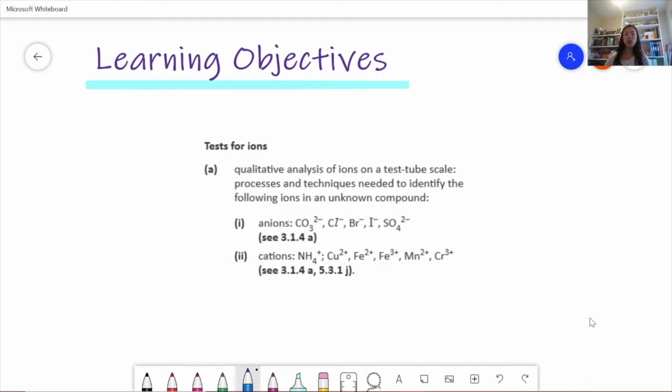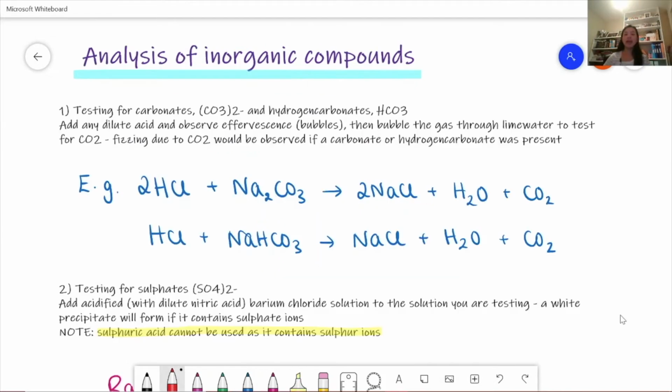So we're going to look at the qualitative analysis of ions on a test tube scale, processes and techniques needed to identify the following ions in an unknown compound. We're going to be looking at anions: the carbonate ion, chloride ion, bromide ion, iodide ion, and the sulfate ion, and for the cations: the ammonium ion, copper 2+, iron 2+, iron 3+, manganese 2+, and chromium 3+. Now we're going to look at the analysis of inorganic compounds.